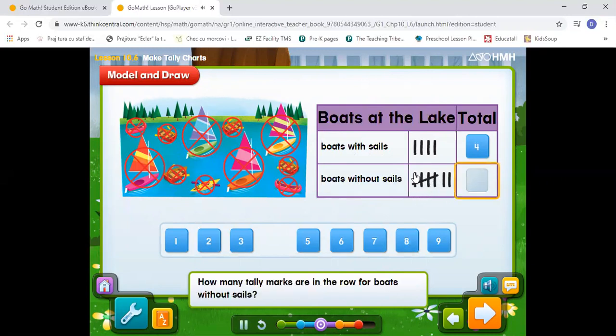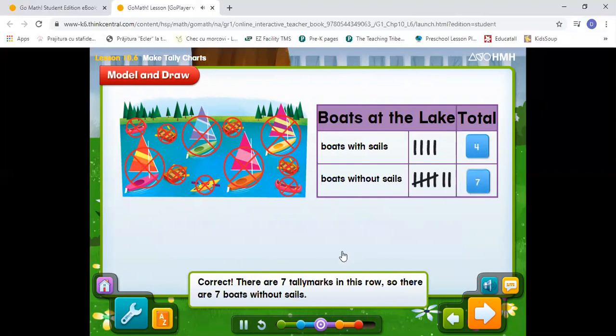Now, how many tally marks are in the row for boats without sails? Do we need to count here? Remember, every time we see a group of 4 that are cut with the fifth one like this, we already know that this is 5. So we keep counting. 6, 7. All together, boats without sails: 7. Let's drag it here. Correct. There are 7 tally marks in this row, so there are 7 boats without sails.